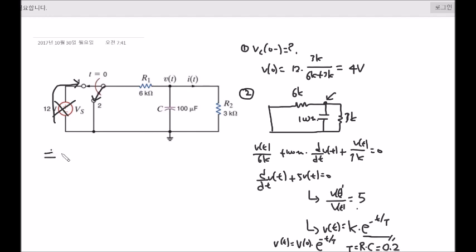Another way to solve this problem is to simplify the circuit before you actually calculate everything. You can see from this picture that these two resistors are connected together in parallel. So if you redraw the circuit, you can simplify the circuit in this way. And if you perform the KCL on this node right here, you would get the same answer as this, only in a much easier way.